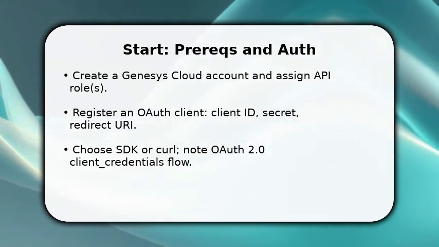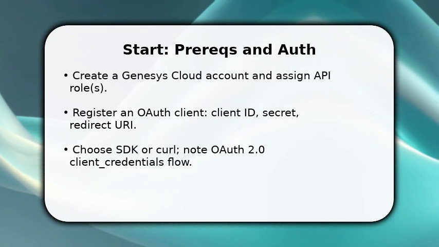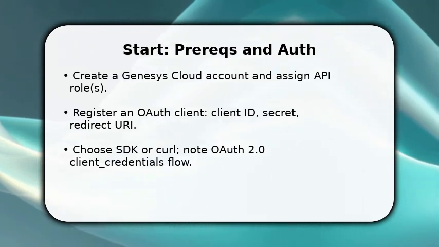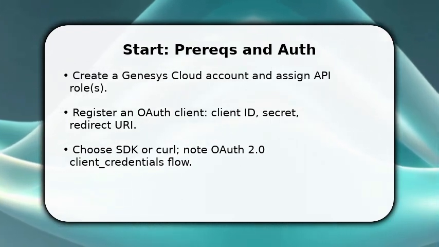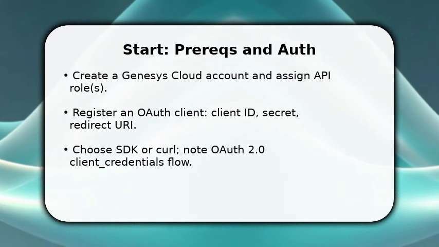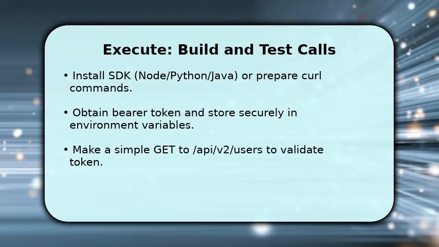Use an official SDK for convenience or curl for quick tests. Once done, request a token with client credentials. You'll use that bearer token in every API call to authenticate and authorize actions. Now you implement the calls.